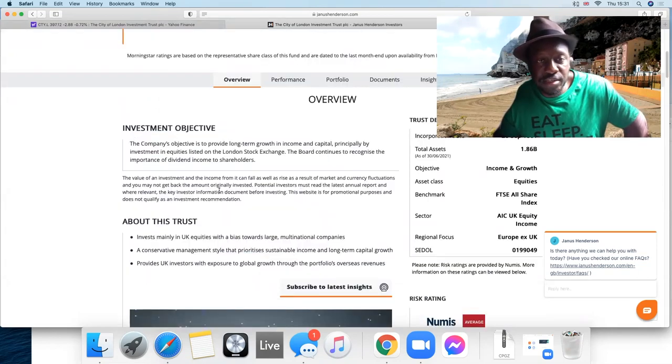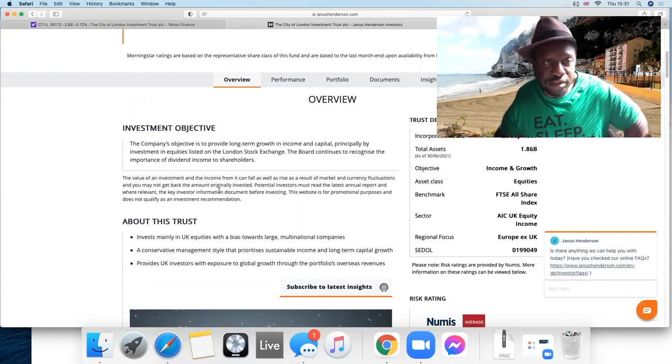The company's objective is to provide long-term growth in income and capital, principally by investment in equities listed on the London Stock Exchange. The board continues to recognize the importance of dividend income to shareholders.